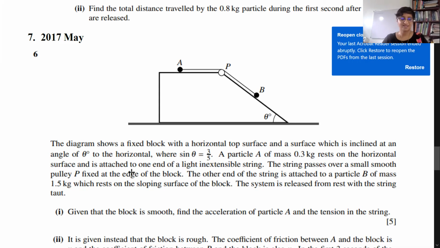Let us begin the next topic: work, energy, and power.